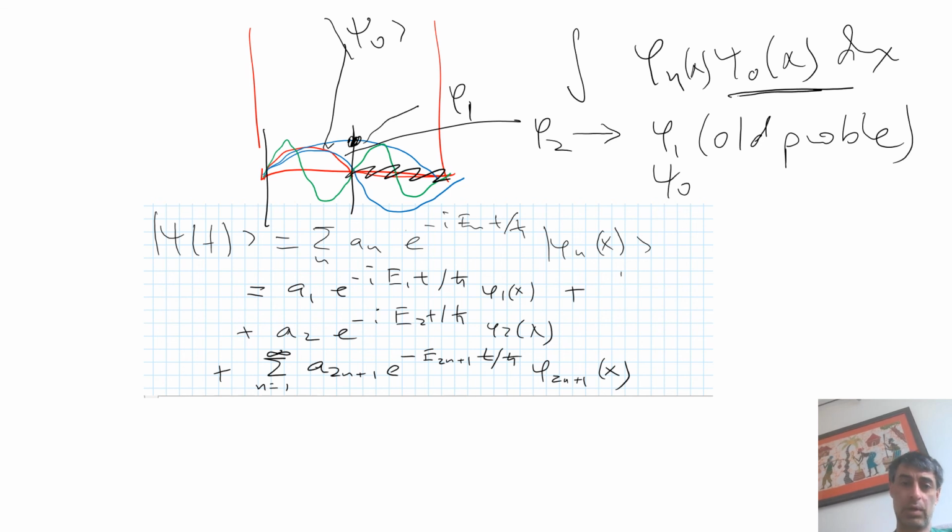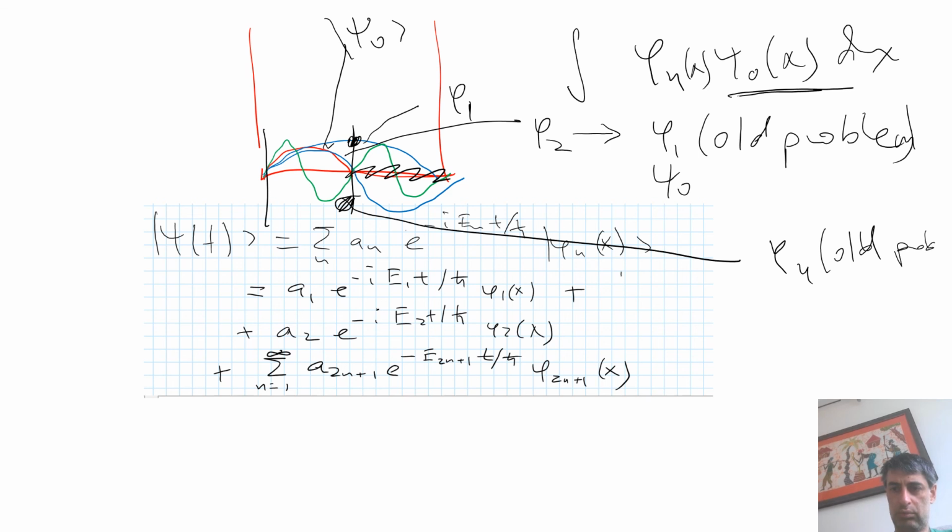Now you can see the green guy is some higher eigenstate. Let's count it. 1, 2, 3, 4. It's phi 4 of the old problem. And that means that the overlap between the ground state and the fourth eigenstate of the old problem has to be 0. And so that's behind this sort of pattern of zeros that you found before.